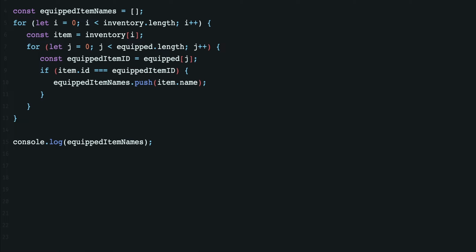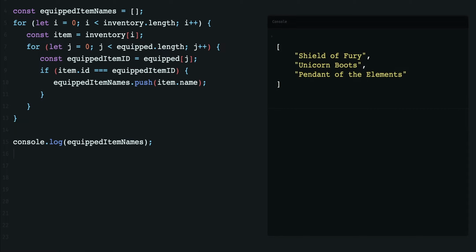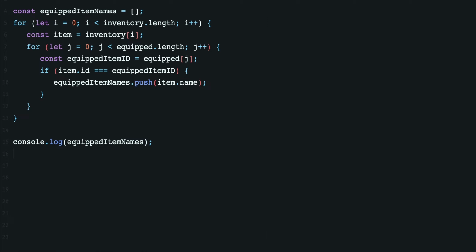Let's log that to the console. And sure enough, it works. But as you can see, this process can be quite tedious and time-consuming. This is an example of imperative programming, where we specify explicit steps for the computer to follow in order to achieve a desired result. Let's start again.